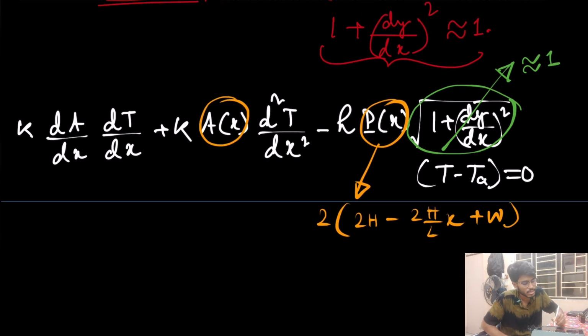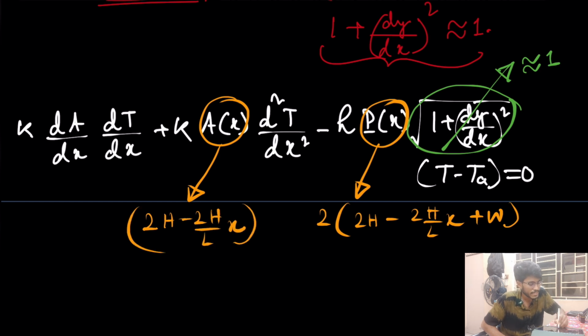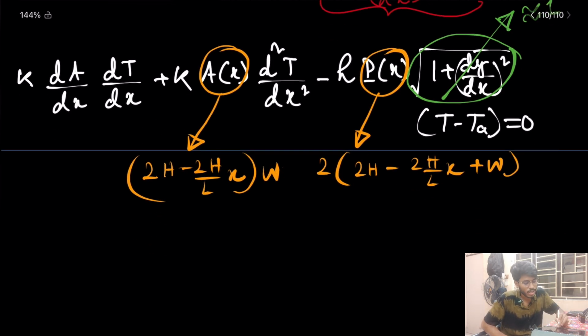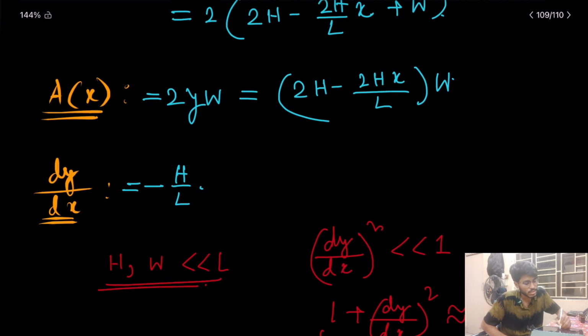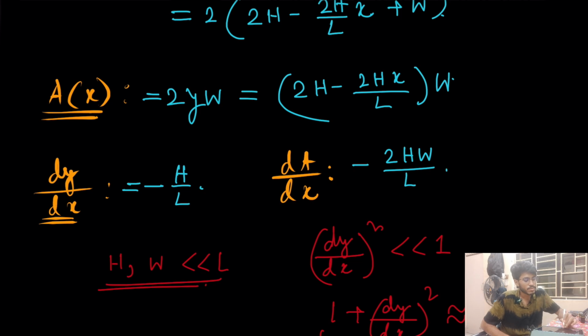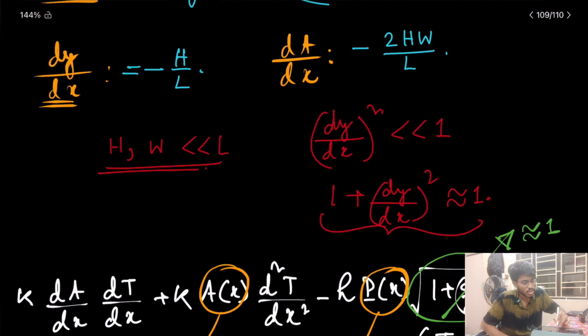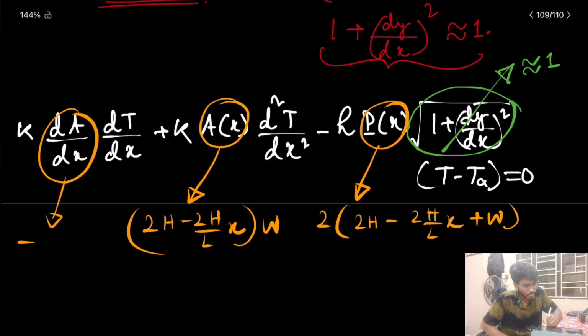And what is the value of ax? Ax is 2 into 2h minus 2h by L x into w. Okay, so another thing I need to know, and that you can get from here, is my dA dx. So dA dx, you just differentiate this one, that will be minus 2h w by L. Clear?